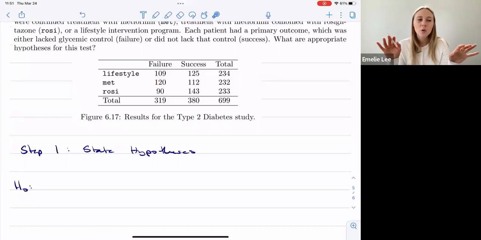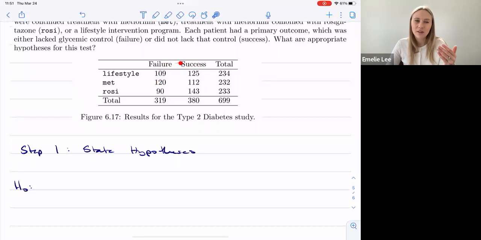Nothing's going on, right? Whereas for independence, we're saying, okay, well, does the category in the failure success categories, does that depend, right? That's really what we're interested in. Does that depend on the treatment that we gave it, right? But in order to determine that, we first have to assume what? We have to assume that they're independent, right?